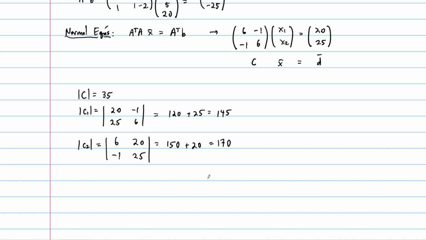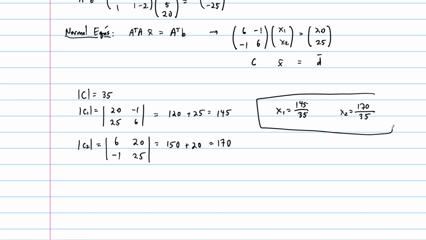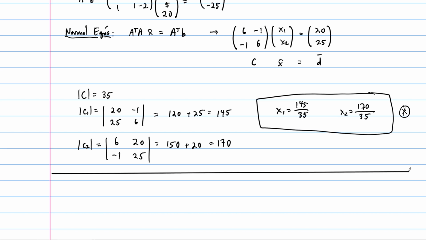And now we just put these together. So x1 is going to be 145 over 35, and x2 is going to be 170 over 35. All right, we'll just leave these. But this is our solution then, our least squares solution to this problem. You can reduce those if you want, but the key here, for the sake of this portion of the lecture, is just to make sure we understand how we got them.